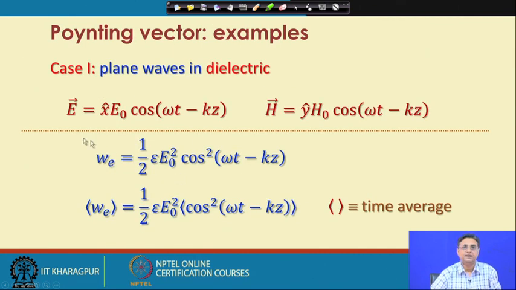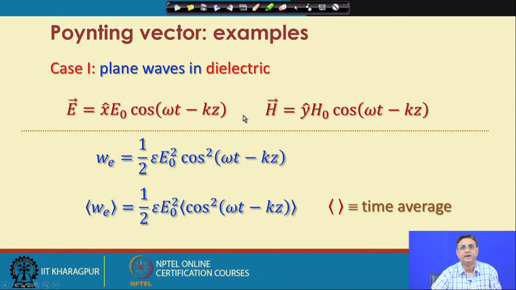So, we will consider two different cases. One is the dielectric through which a plane wave is propagating, and how this Poynting vector measures the flow of energy, followed by another situation when the electromagnetic wave is propagating in a conducting medium. So, in this case we can represent the electric field E as x cap E naught cosine omega t minus k z, as if the wave is propagating along the z direction.